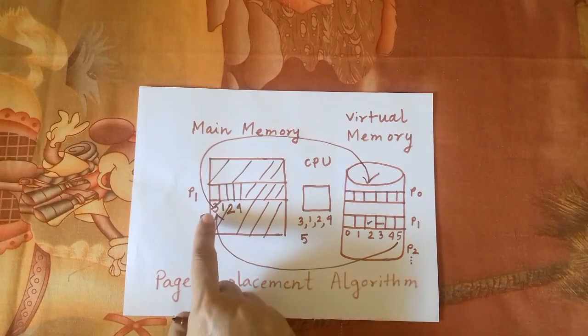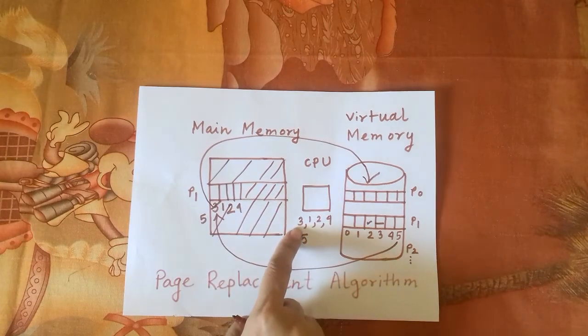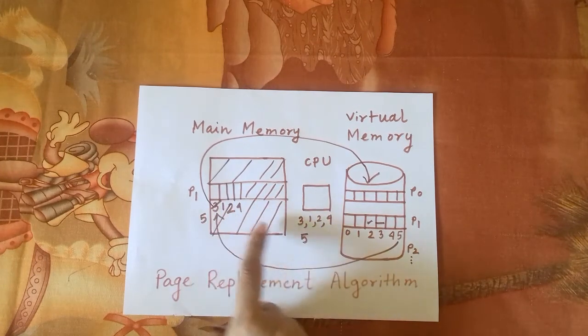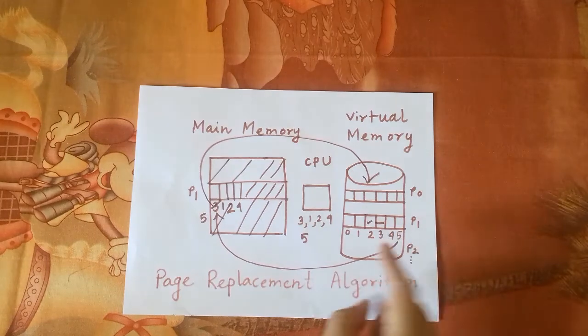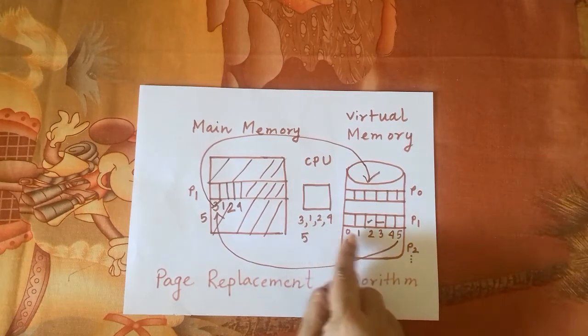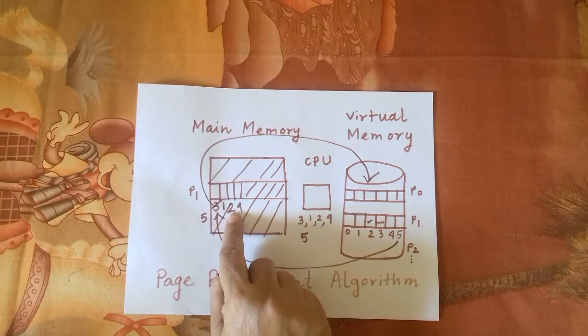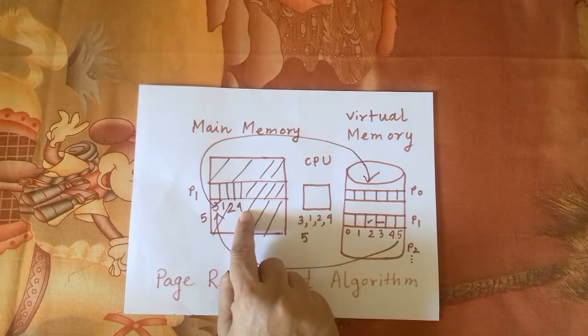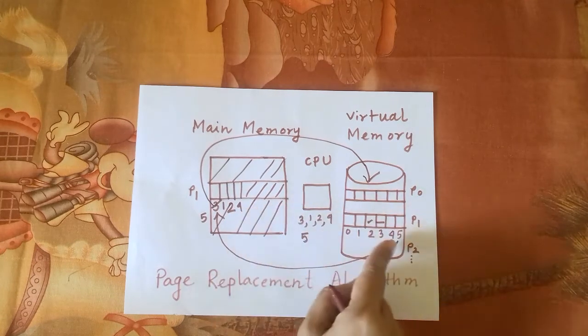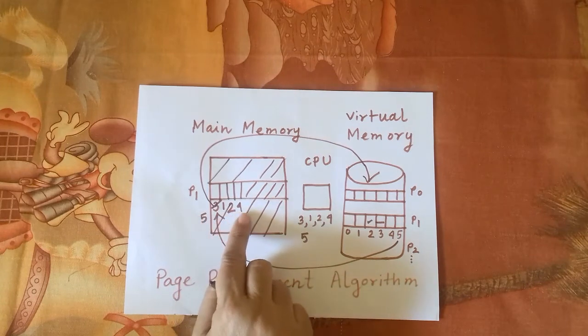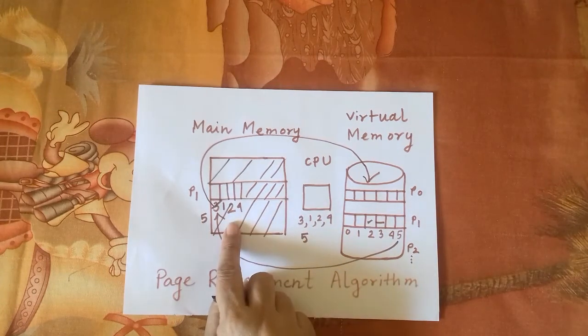So I can tell, 3 was required by CPU in the beginning, but 3 was already present in main memory. So no page fault for 3. But when 1 was required, 1 was not there, it was brought from virtual memory. So 1 page fault happened for 1. Similarly 2 also was not there, 4 also was not there. So for 2 and 4 also page fault will occur. So for 3 no page fault, for 1, 2, 4 page fault will occur.